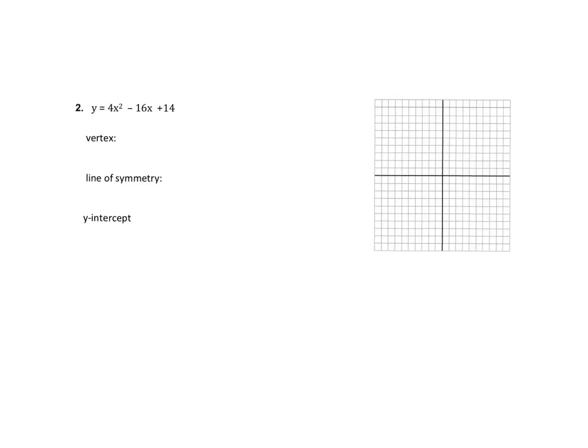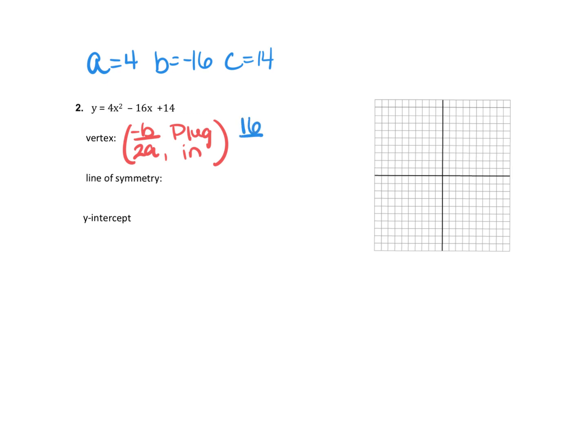Question number 2, let's graph 4x squared minus 16x plus 14. We'll start out by assigning the variables. A is equal to 4, B is equal to -16, and C is equal to 14. Then, first of all, let's find the vertex. Negative of negative 16 becomes 16 for the B, all over 2A, which is 8. 16 divided by 8 is equal to 2. So our x value is going to be 2. Then remember, we need to plug it into our original equation.